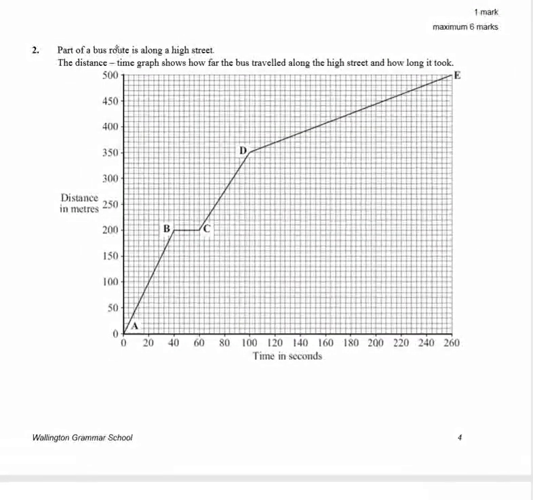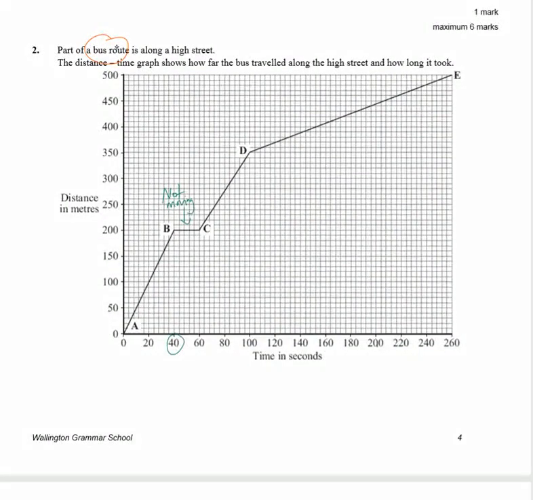Ooh, now we have a bus. Okay, a distance time graph is going on. Now let's take a look before we answer any question. Let's take a look at what's going on in this journey. So it starts with 0. Okay, from A to B, and it takes about 40 seconds to reach B. Now from B to C, it is flat. So if it's flat, it means it is not moving.